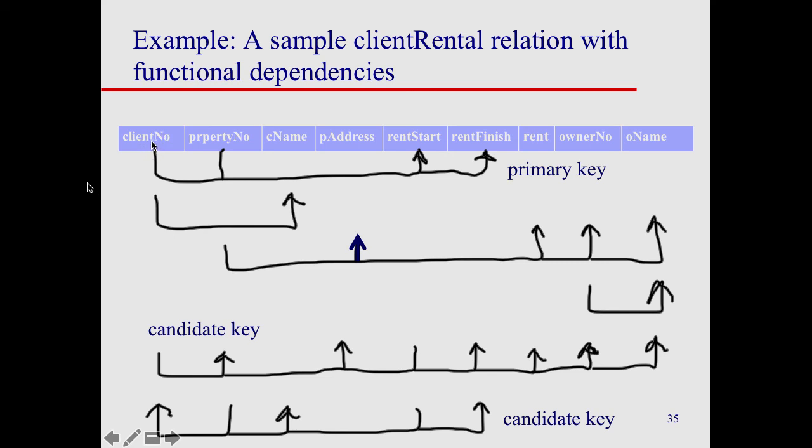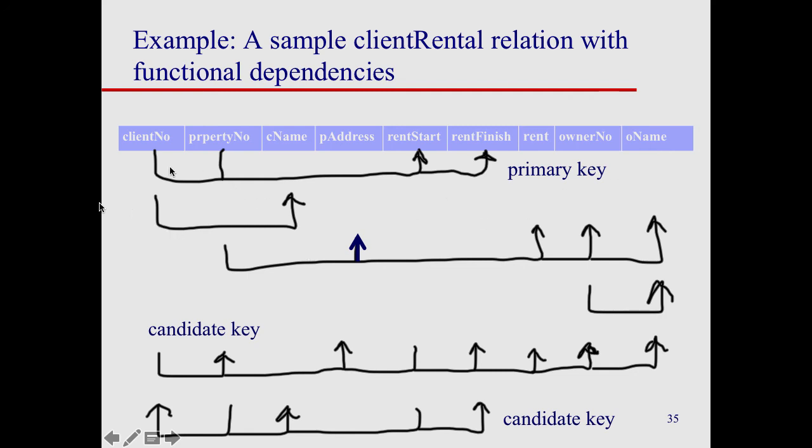So we have client number and property number determines the start and end of the lease. We're going to make an assumption that the client never rents the same property twice. We're assuming that if we know the client and the property number, we know when the lease began and ended. Now we assume if we know the client number, we know the client name, and if we know the property number, we know the property address, the rent, the owner number, and the owner name.